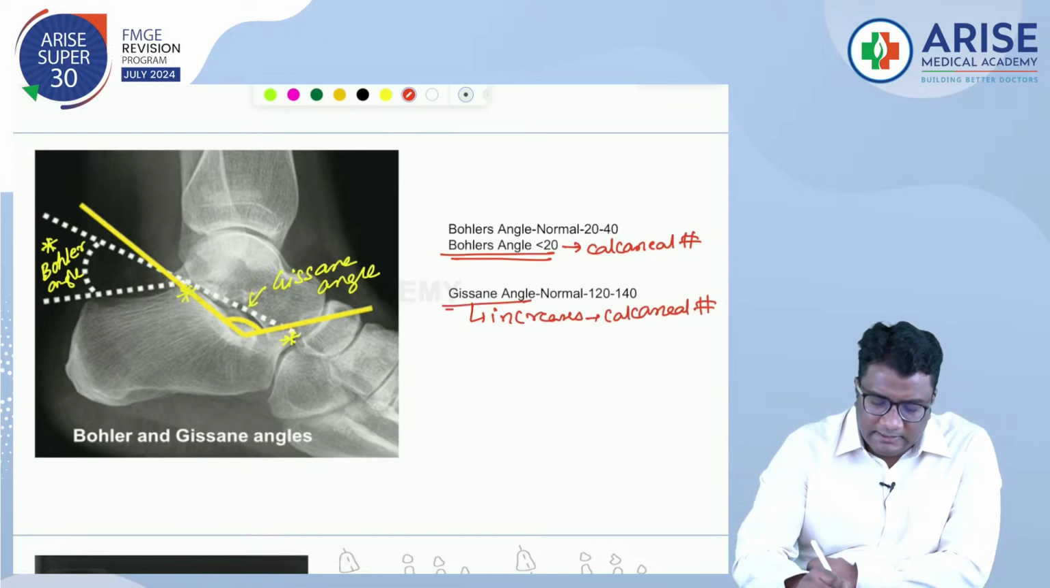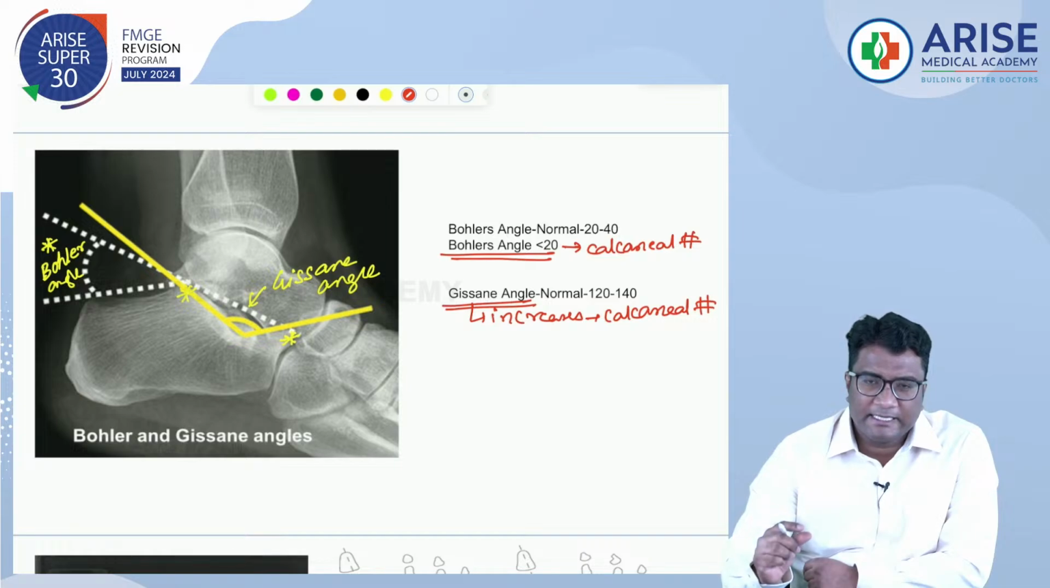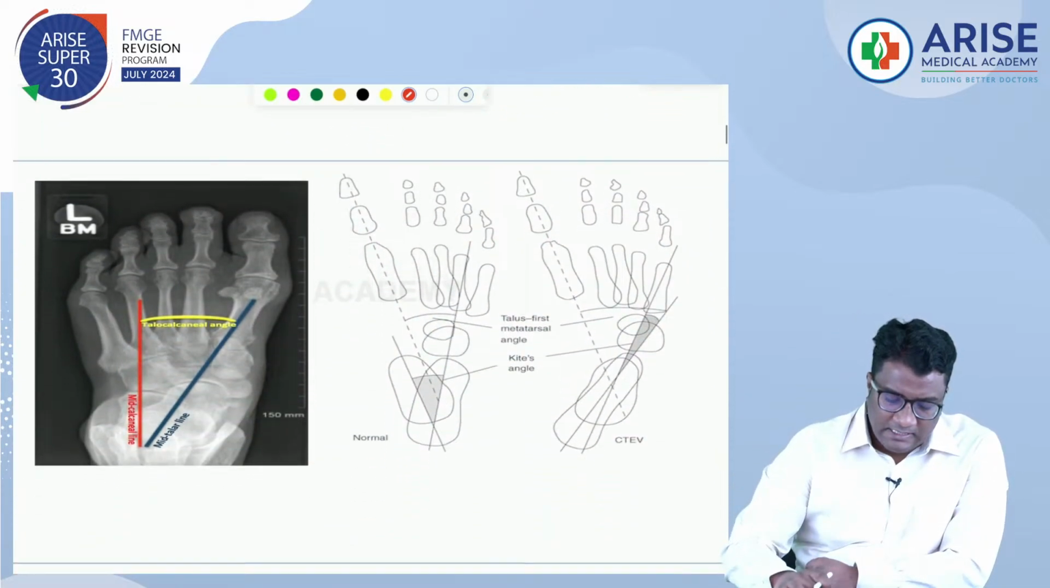Just remember, these two angles are measured for calcaneal fractures, Böhler's angle and Gissane angle. In calcaneal fracture, the Böhler's angle will reduce and Gissane angle will increase. Okay, this is calcaneal fracture.